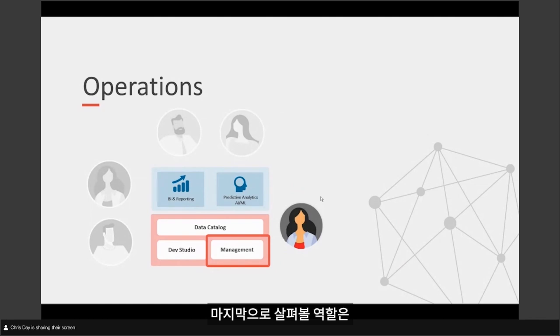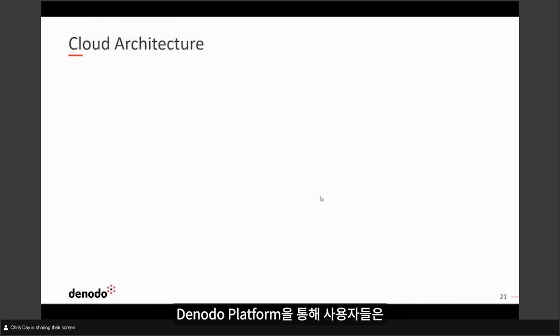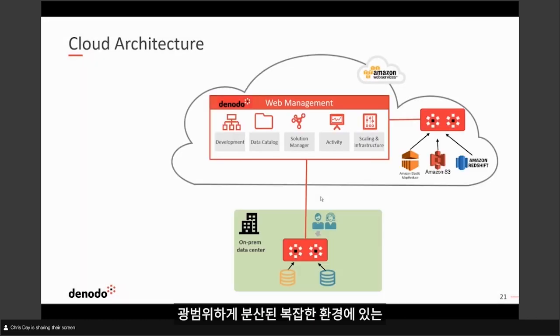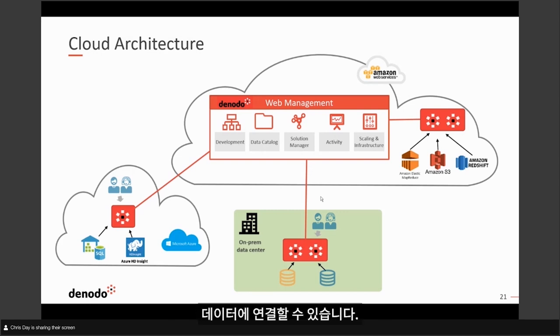The final role that we want to have a look at is the administration. So we've built a platform that allows our users to connect to data that might reside in Amazon Web Services or on-premise, or even in Azure, a highly distributed complex environment. From a user point of view, they simply access the single platform being Denodo, and Denodo will orchestrate delivery of data from those different systems.